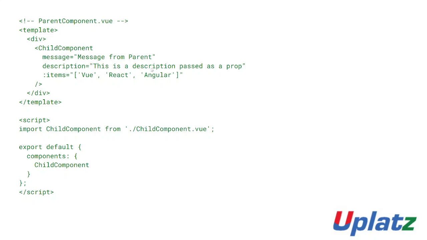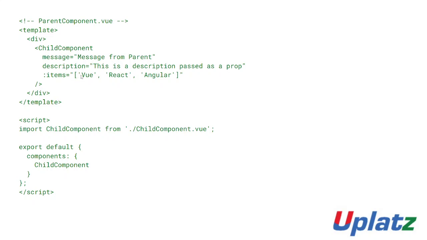Description: "this is a description passed as a prop". Both, please think about that. Those message and description took the text literally, so message will be used as "message from parent". But here, colon items, that is v-bind, and it actually creates an array, not a literal string. If the colon is omitted, it will show as a string.